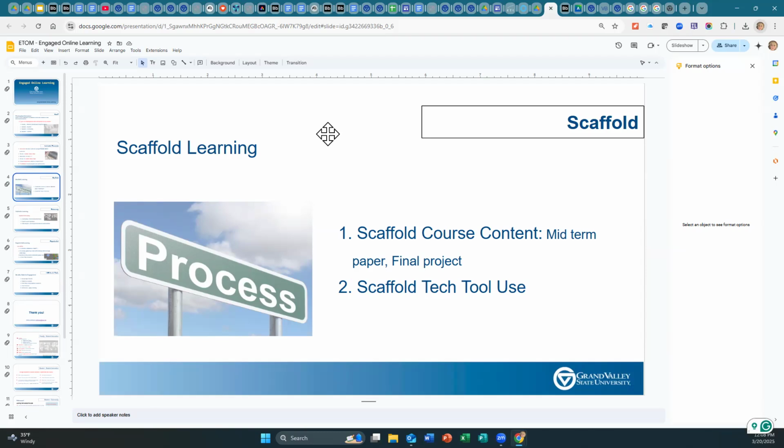For my course content, I'll have them do a midterm. It's a paper, but I use Padlet quite a bit through my course. I'm going to go over one and two together here. With Padlet, they do an introduction in the very first week. So it's low stakes. There's no points. Introduce yourself on Padlet. It's their first introduction to the tool. They have fun with it.